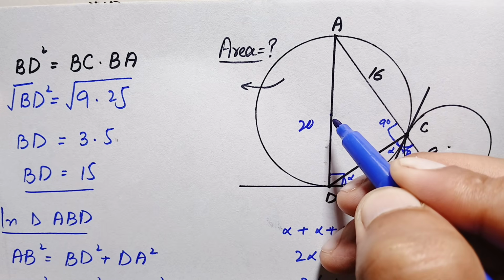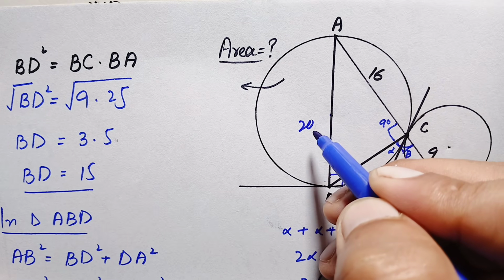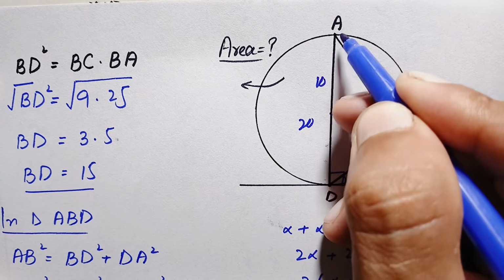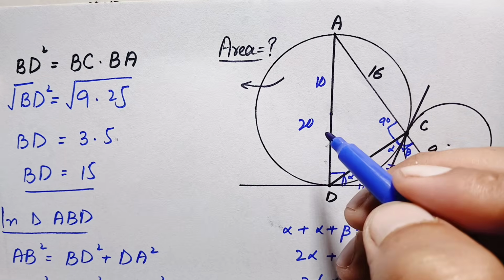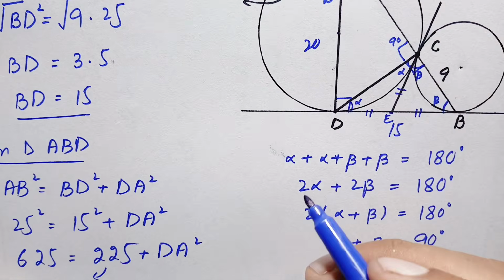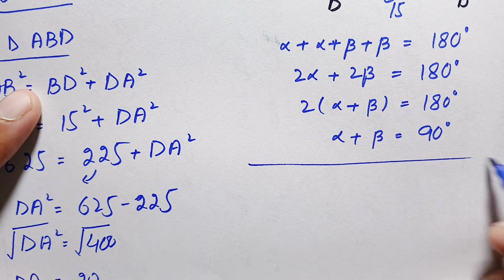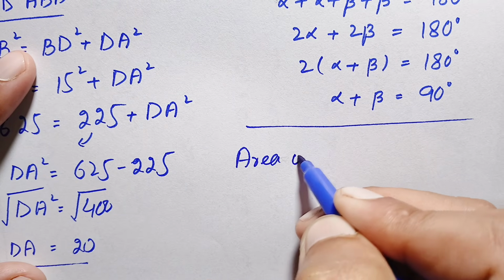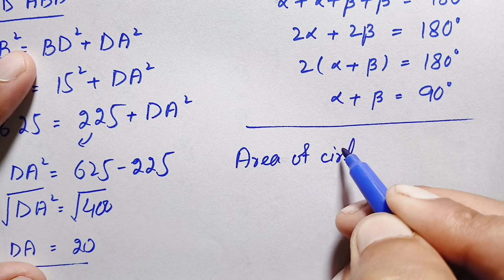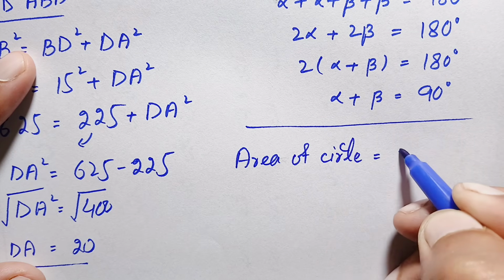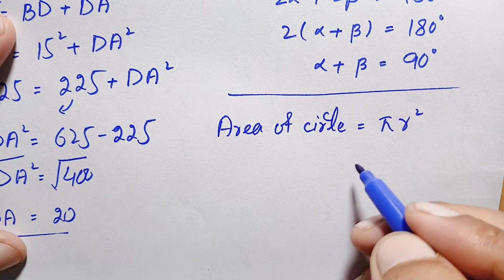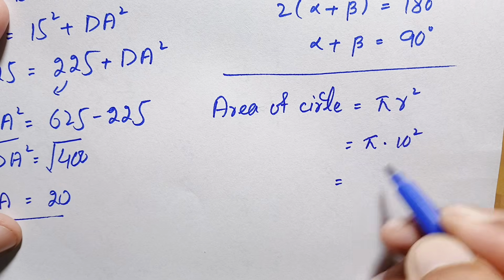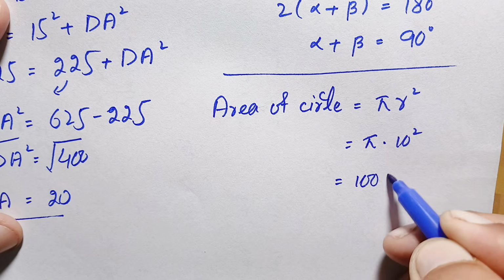So what about the radius? As we know that radius is half of the diameter. Diameter is 20, so its radius will be half of 20, which is 10 units. So here the radius is 10 units. So the area of this circle will become, as we know that area of circle is pi r square. So therefore the area of the above circle will become pi r square. But here the value of radius is 10, so it will become pi times 10 square. Now 10 square is simply 100, so it will become 100 pi.